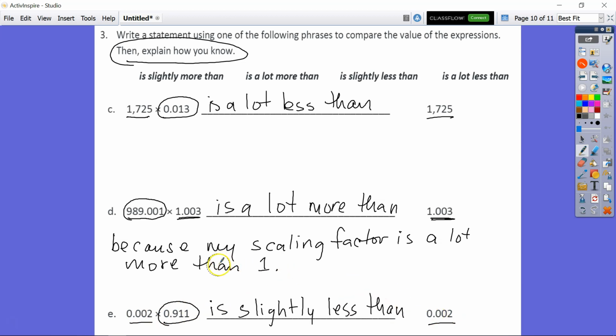All right, and I'm not going to write the because for E and C, but it's going to be similar to this. Because my scaling factor is, and then it's either going to be whatever this says. Yours is going to be because, for C, it will be because my scaling factor is a lot less than 1. And then this will be because my scaling factor is slightly less than 1.